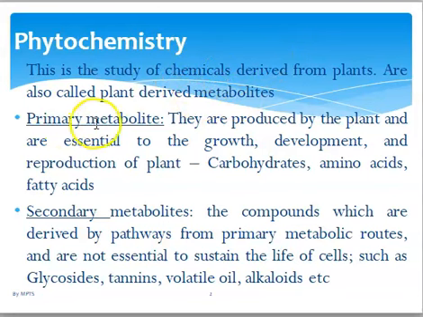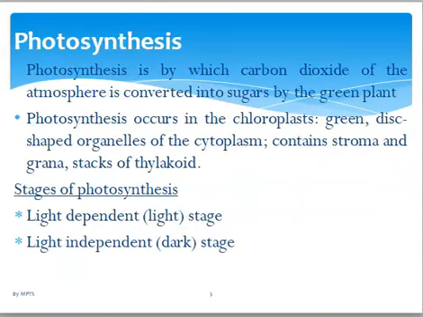We have primary metabolites, which are essential for growth and are the first products of photosynthesis. We have carbohydrates, amino acids, and fatty acids. We have the secondary metabolites. These are not essential for sustaining the cells of plants, however they are derived from primary metabolite pathways. Examples are glycosides, tannins, volatile oils, and alkaloids, and those are the ones that have medicinal importance.